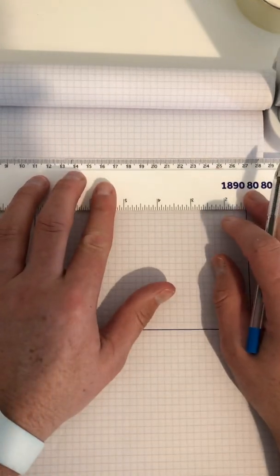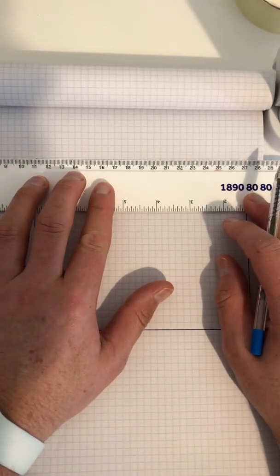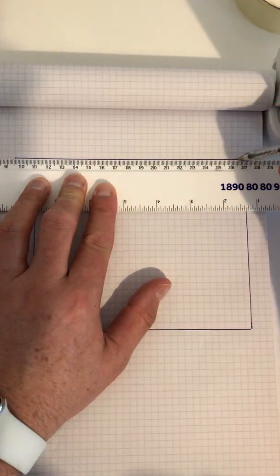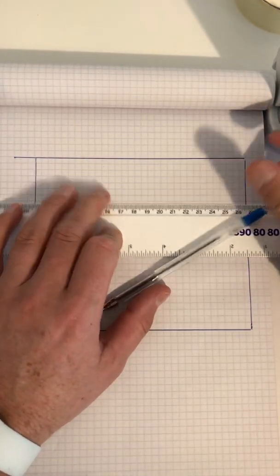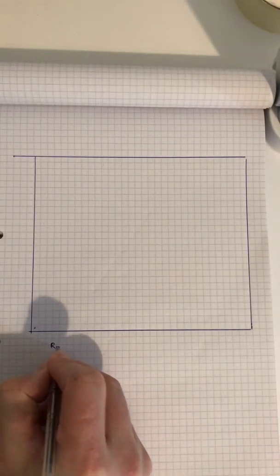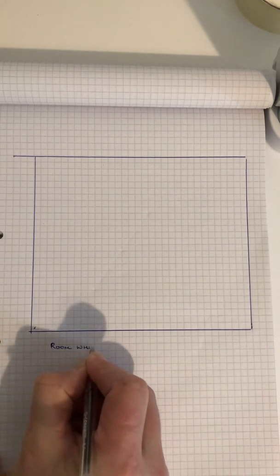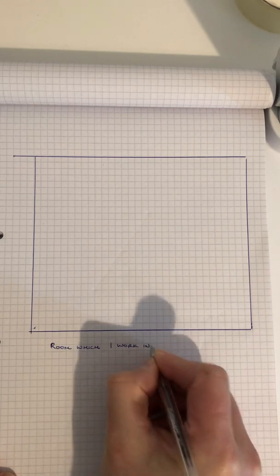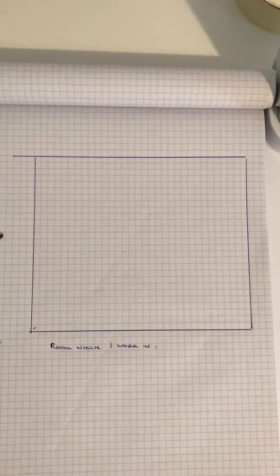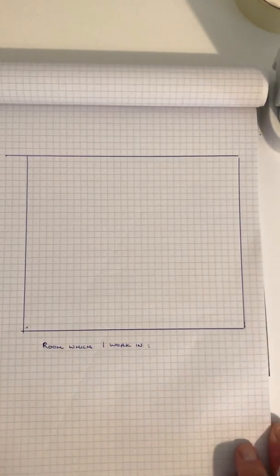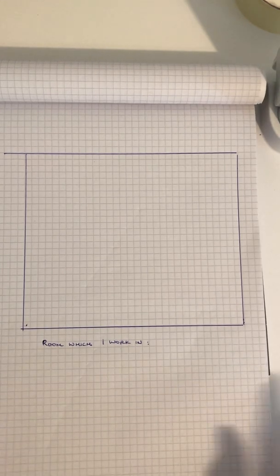So this is why we do out a plan. We need measures and stuff for the plan of a room. Now, the room is in a rectangle shape, okay? So the first thing I'm going to write is the room which I work in. Alright? Now, that's my room. All of you are familiar with your room, your classroom or something, whichever you want.